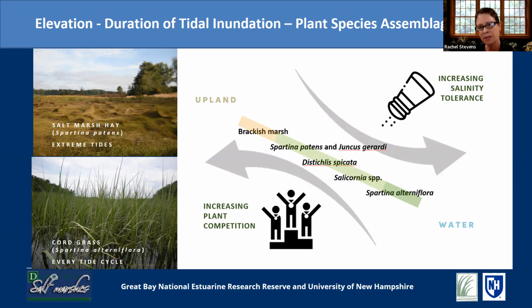distribution. So in this diagram, we're trying to summarize that the only marsh plant that can tolerate flooding twice a day, so it grows closest to the water and forms the low marsh, is cordgrass or Spartina alterniflora. And then as you go upland, Spartina alterniflora can actually grow in less saline areas, but it's outcompeted by these other species.